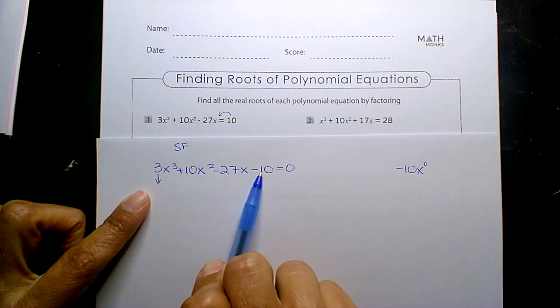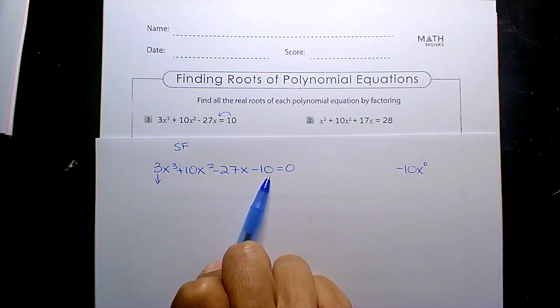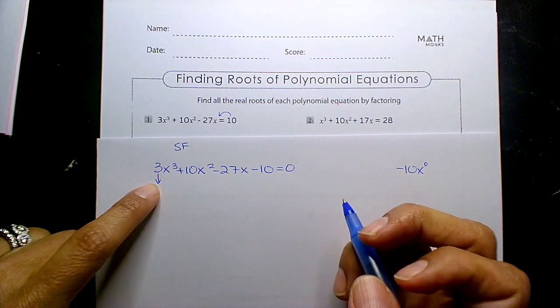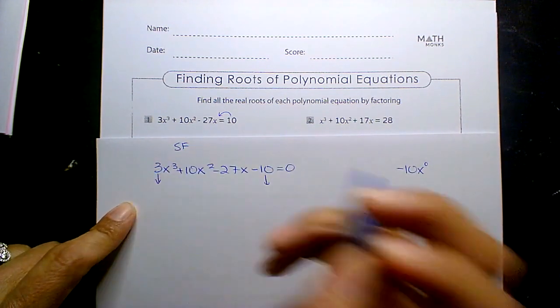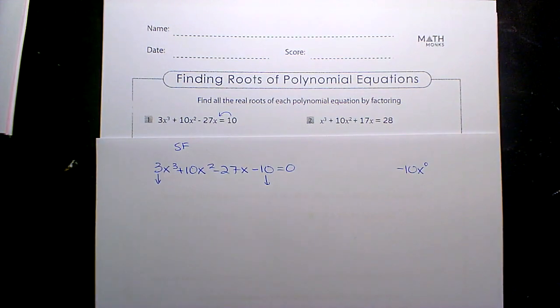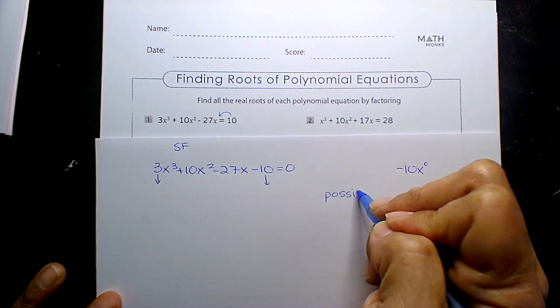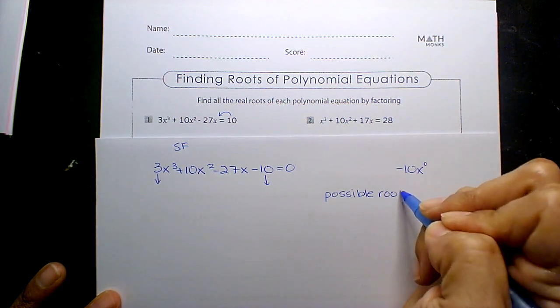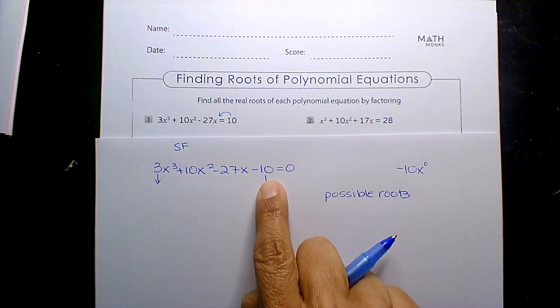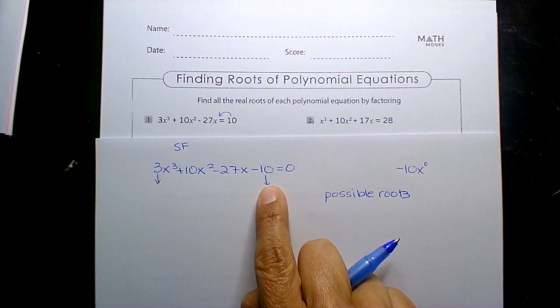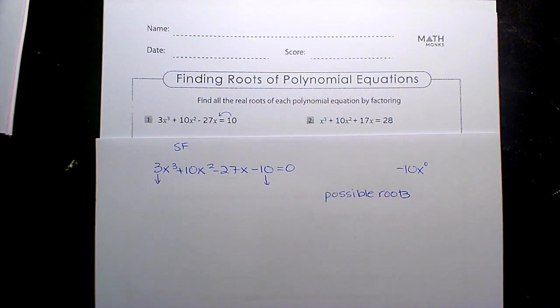It's in decreasing exponential order, right? So this is my highest and this is my lowest, right? You're going to use those two numbers always. Okay, in order to find your possible roots, so possible, because we're going to get rejected, you're going to take that negative 10, your lowest, and you're going to find all the factors that divide into 10, positive and negative. Okay, so how can I break up 10?